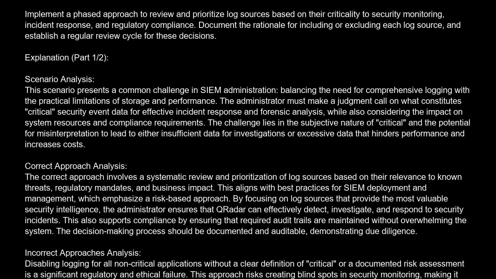This also supports compliance by ensuring that required audit trails are maintained without overwhelming the system. The decision-making process should be documented and auditable, demonstrating due diligence. Incorrect approaches analysis.